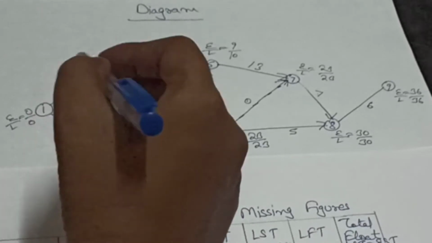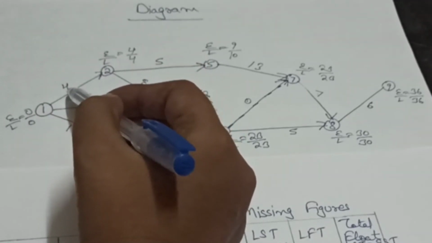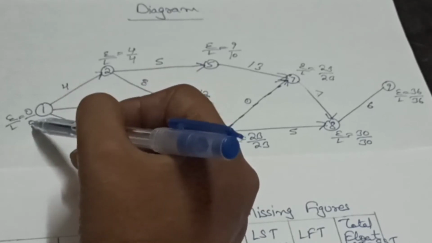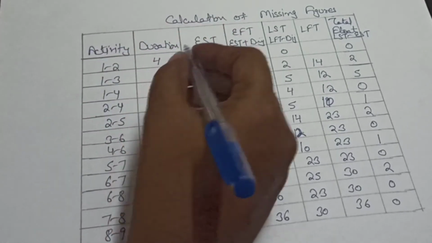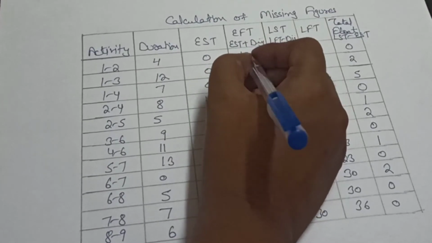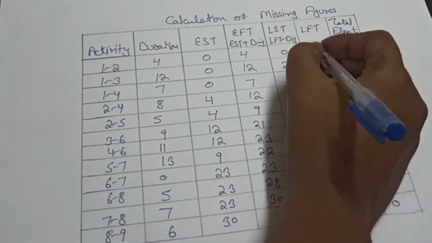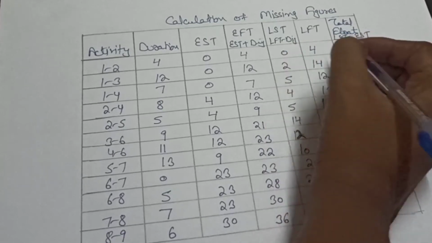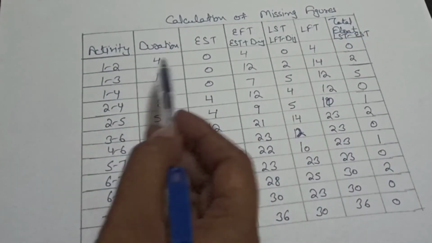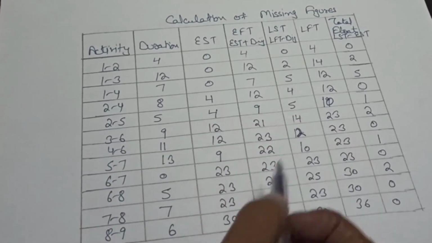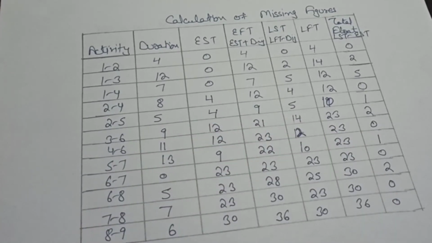So we can say we have deducted this duration. So 4 minus 4 is equal to 0. So duration for this first activity is 4. So we can write here 0 plus 4 is equal to 4. Here also we can write 4. So you can see here we have calculated all values in all columns. So now we will move to our next step.